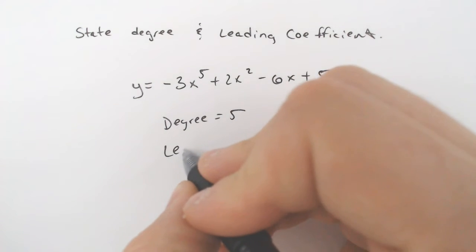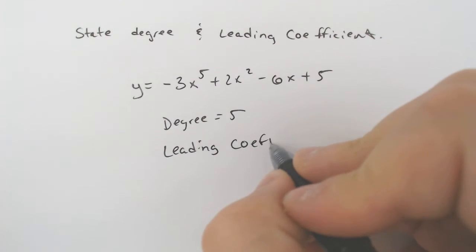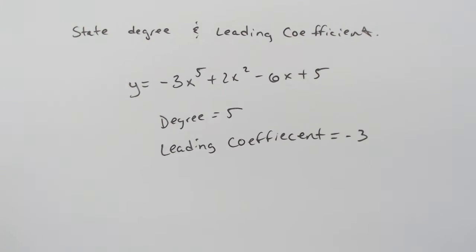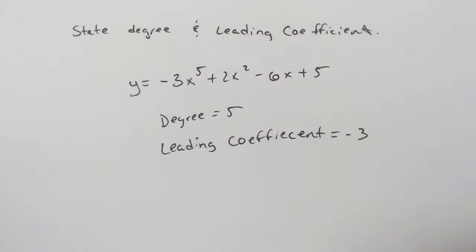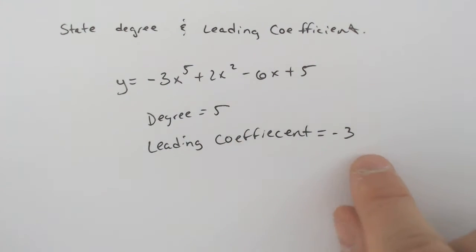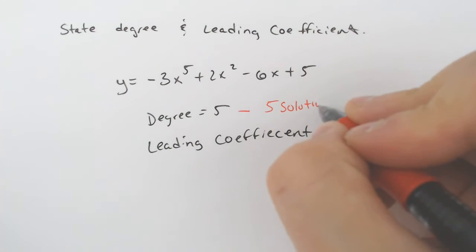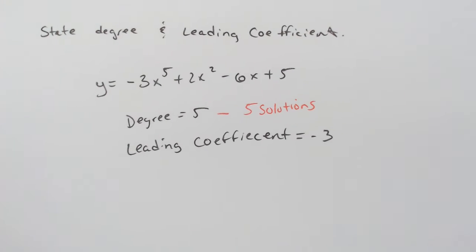And the leading coefficient is negative 3 because it's the number attached to the biggest exponent right there. And that's all she is. Now, those are very important pieces of information because the degree tells you that you should get 5 solutions, and the leading coefficient tells you kind of which way this graph is going to face.